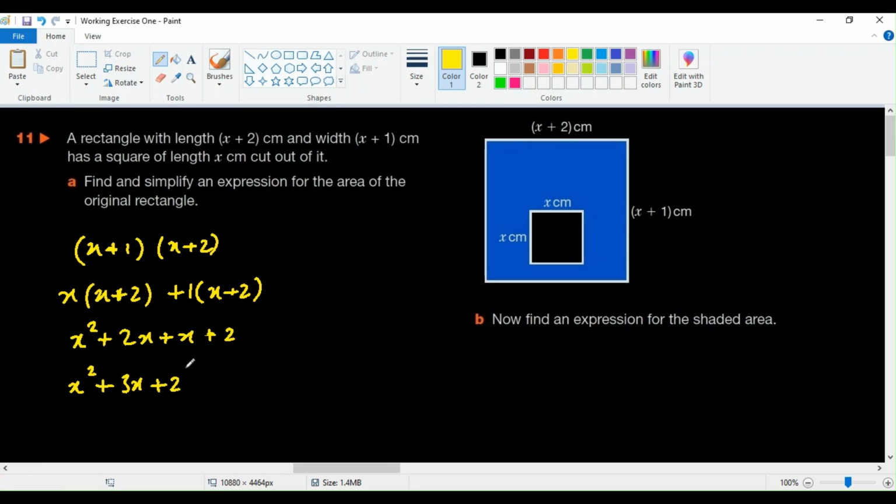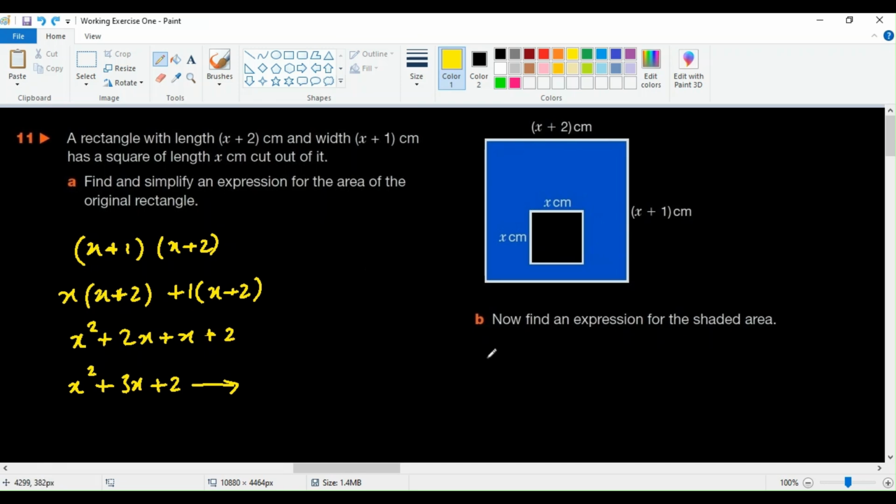That means we are talking about a large rectangle, and the small rectangle that is inside it. The area of that is going to be x squared, because this x multiplied by this x gives us x squared. So x squared is the area of the smaller rectangle which is inside. So we are going to subtract it.